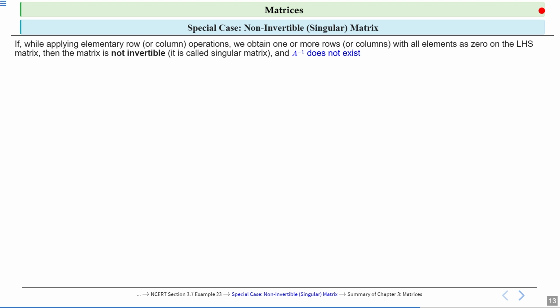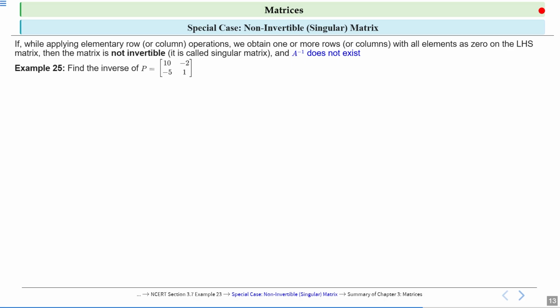Special case: non-invertible singular matrix, right? If while applying elementary row or column operations, we obtain one or more rows or columns with all elements as 0 on the left hand side matrix, then the matrix is not invertible. It is called a singular matrix, and A inverse does not exist, right?